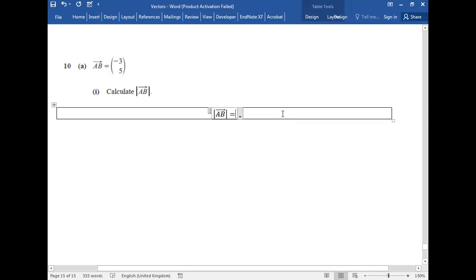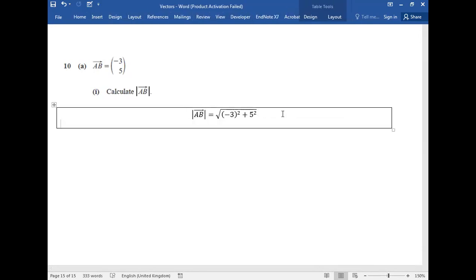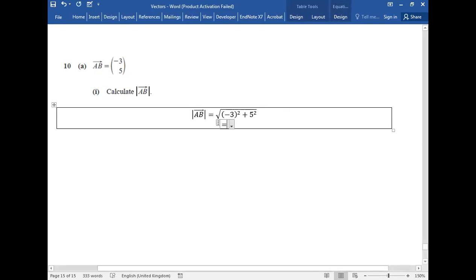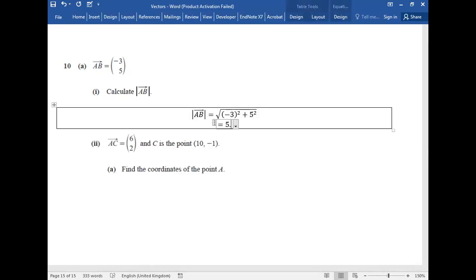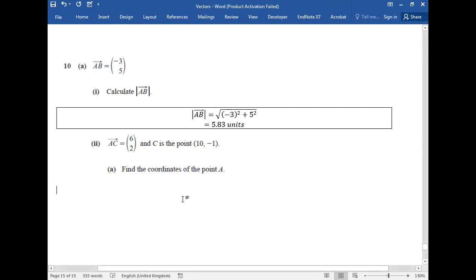How do we calculate the magnitude? Remember, this paper 2 calculators are allowed. -3 का square plus 5 का square. Can you tell me the magnitude? Yes, that is 5.83 units. I do not know. I am trusting you with the values.